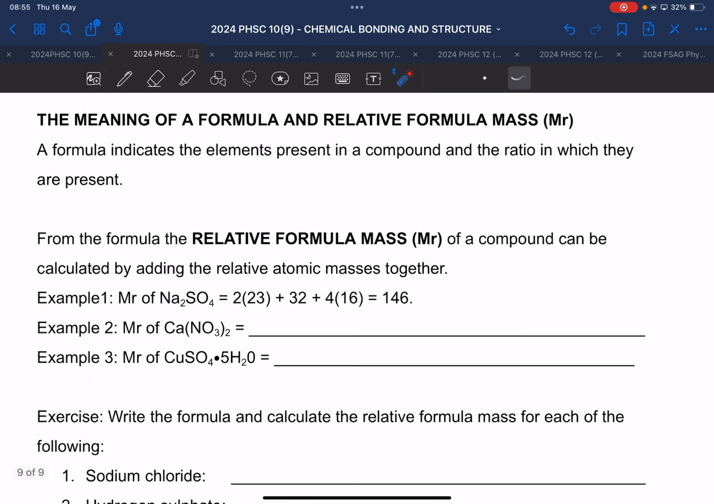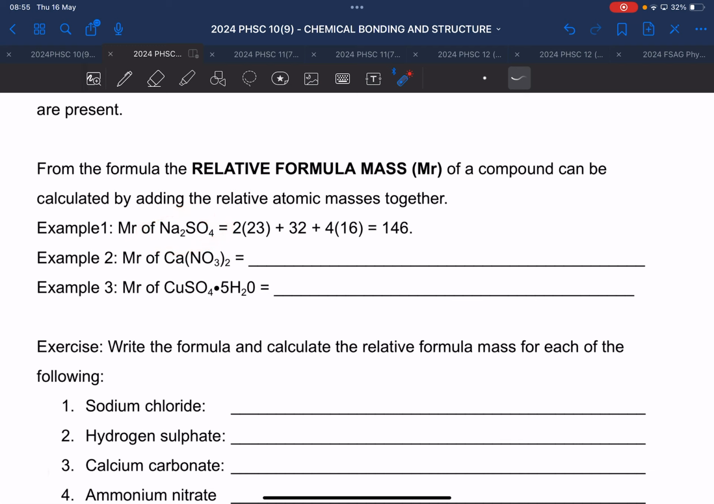So if we have a compound like this, we have sodium sulfate, right? Let us just highlight here before I forget. From the formula, the relative formula mass of a compound can be calculated by adding the relative atomic masses together. So if you look on your periodic tables, not the periodic table up there, we have sodium. And sodium's relative atomic mass is what? Relative atomic mass, not electronegativity. 23, okay. So we have sodium here, Na, with a relative atomic mass of 23.